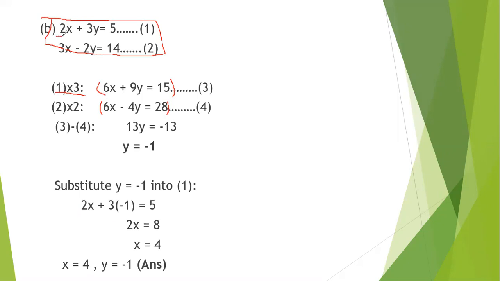Look at, when we multiply 3 with equation 1, it will be 6x, 9y, and 15. And when equation 2 is multiplied with 2, we have 6x, -4y, and 28. Now subtracting 3 from 4, or 4 from 3, doesn't matter.